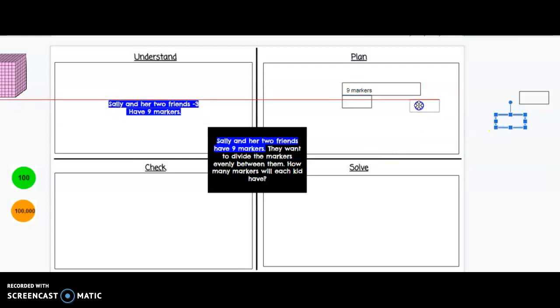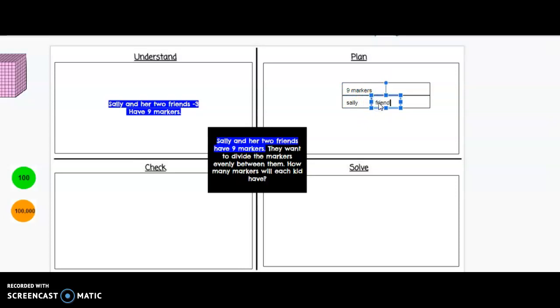Do we know how many markers each kid is going to have? No, we don't know that yet. That's what we are looking for. So here we can put, this is Sally, friend 1, and here would be friend 2. So we're trying to figure out how many markers Sally and friend 1 and friend 2 get, because we want to divide the total amount of markers evenly.